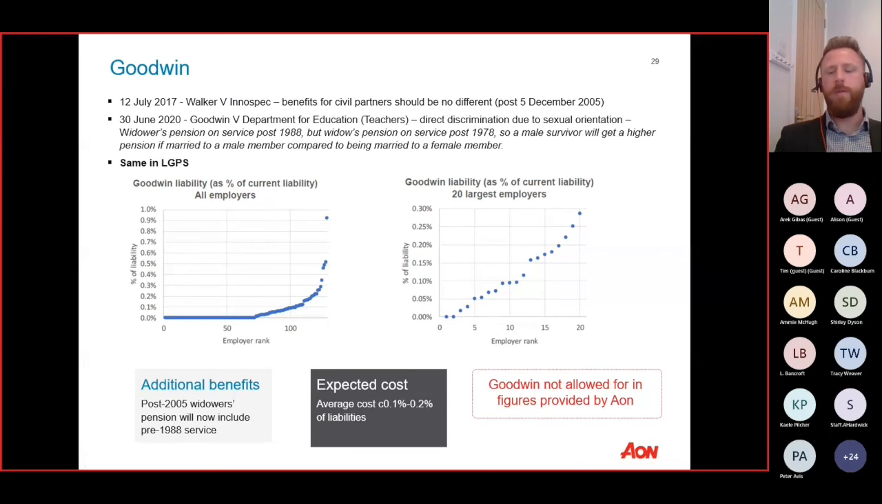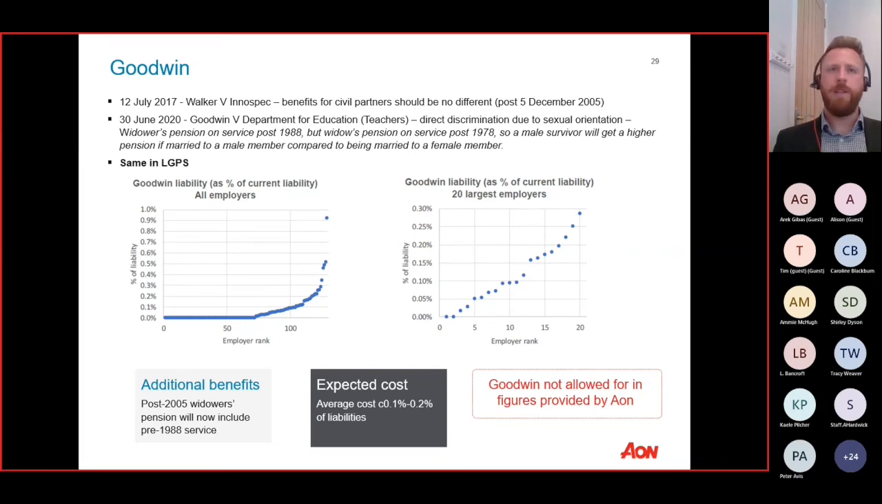Moving on to Goodwin then. So again, Alison has mentioned this earlier and talked about how it wasn't allowed for in the 2019 valuations. So it isn't automatically allowed for in our accounting figures either. There's quite a lot of information on this slide. I'm not actually going to talk through very much of it at all.